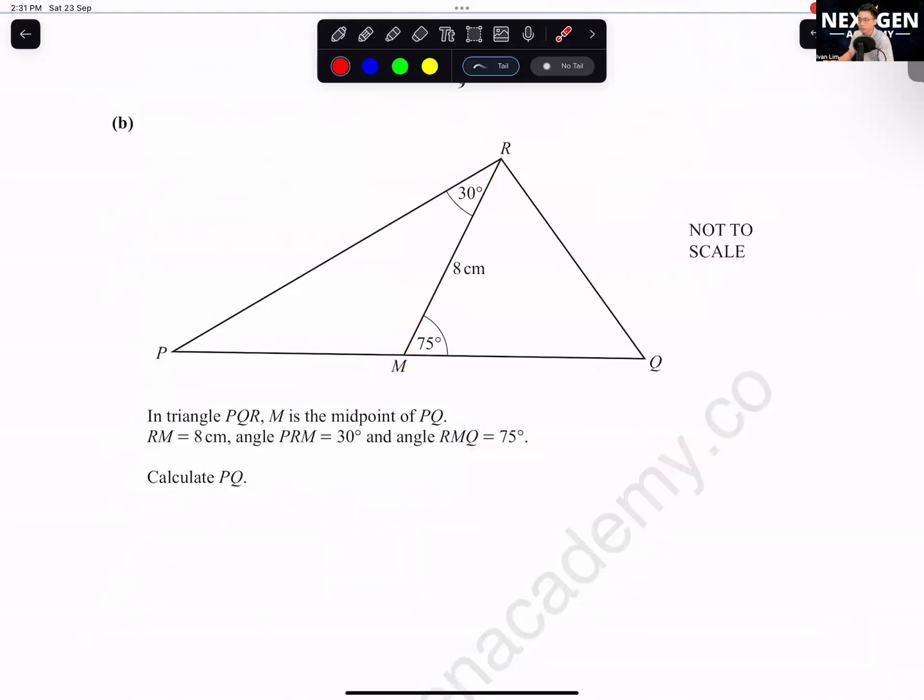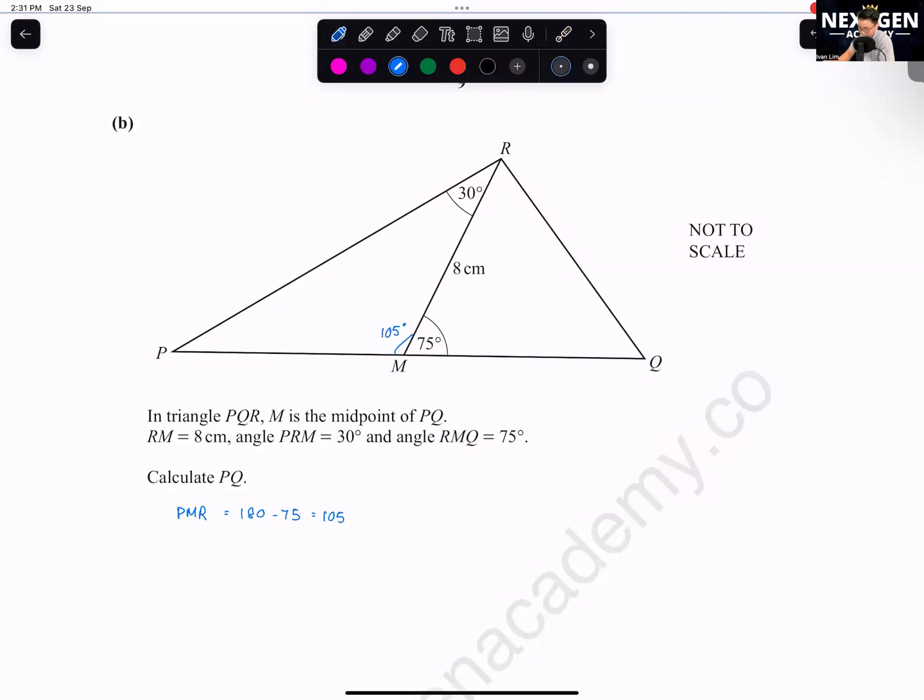What can we find first? PQ. So I need to find PM and MQ. Most likely we have to split it up, right? So what we can do is find this angle here first, angle PMR. PMR is equal to 180 minus 75. So here is 105 degrees.